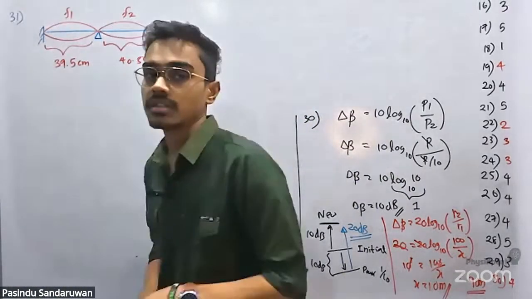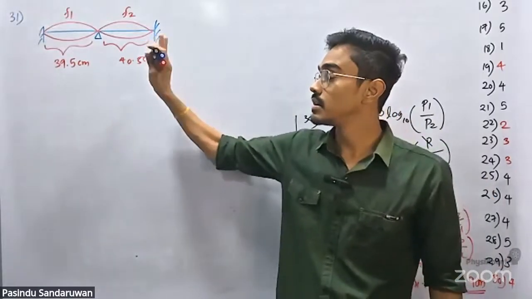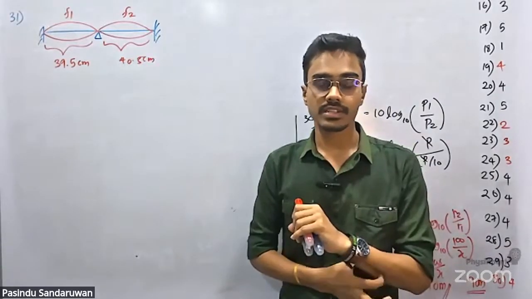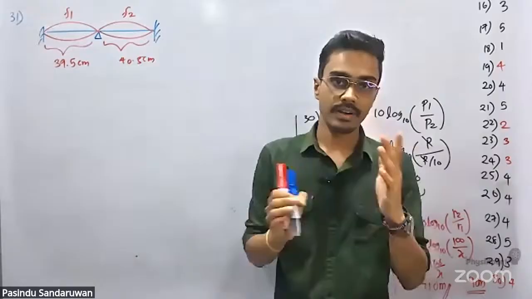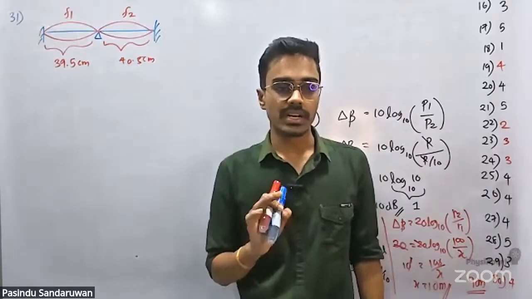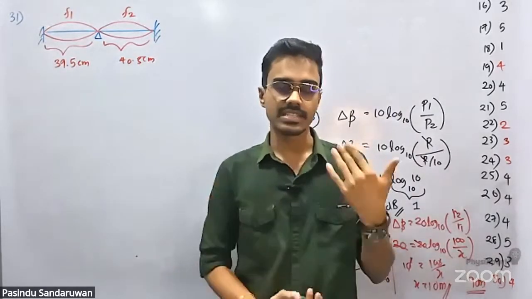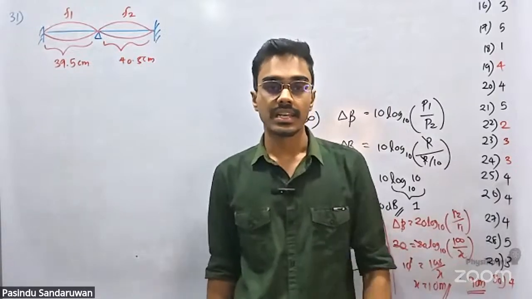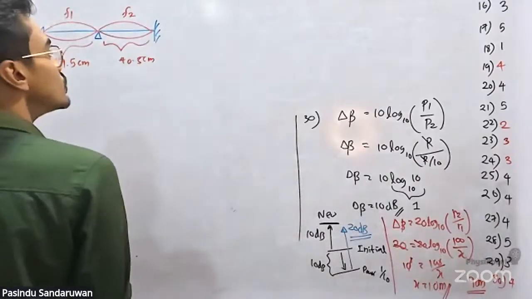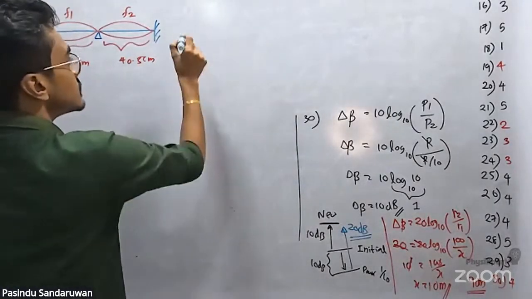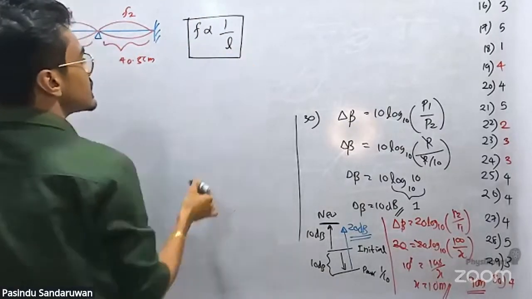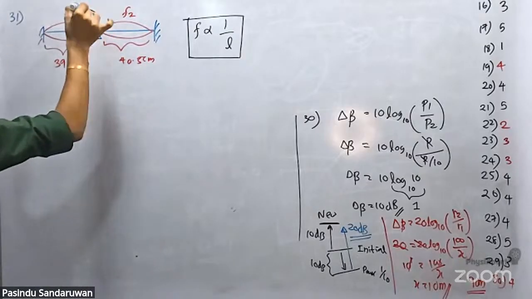It's again a good question. Now we have to make a decision. Before doing the calculation, you have to have an idea whether F1 is greater than F2 or F2 is greater than F1. Always, the relationship between length and frequency: they are inverse. This you need to know. Frequency and length are inverse. So for sure, F1 is greater than F2.